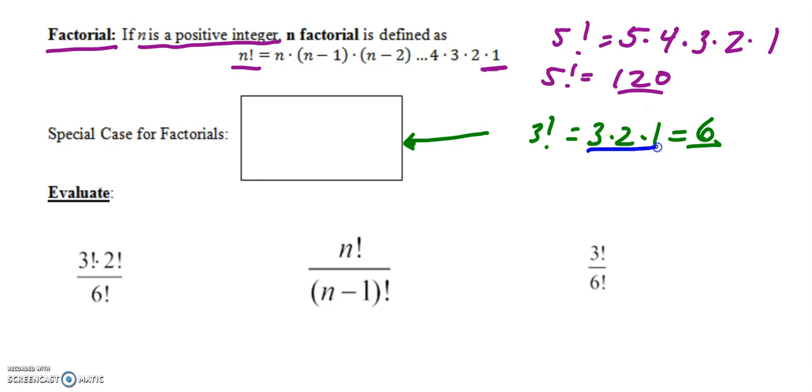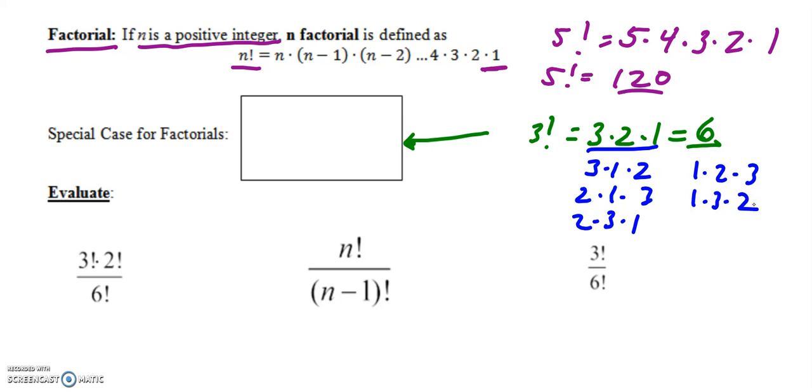But couldn't I take these numbers and write them all in a different way? Couldn't this be 3 times 1 times 2? That would still get me 6. I could do 2 times 1 times 3, or 2 times 3 times 1. Or I could do 1 times 2 times 3, or 1 times 3 times 2. So the reason that the answer of 3 factorial is 6 is because there are 1, 2, 3, 4, 5, 6 different ways that you can organize the numbers and multiply them to get that final answer.